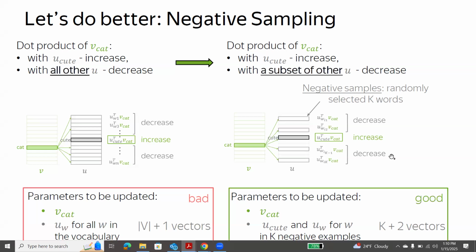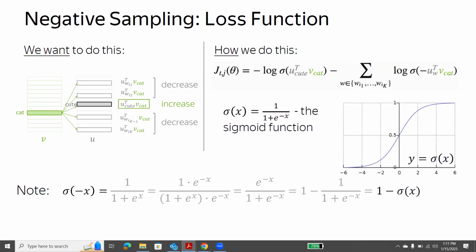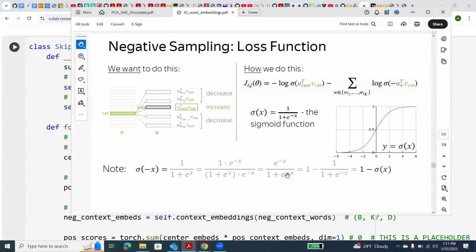And then our loss function will look like this. Numerator and minus, instead of the sum over all words, just over K sampled words. So I will skip this. So I can show you how it's implemented in code.